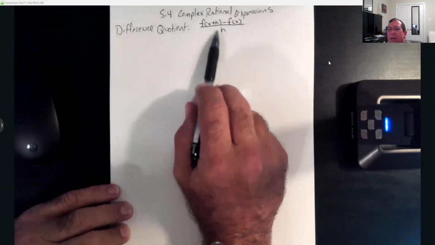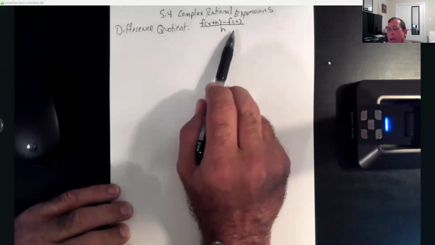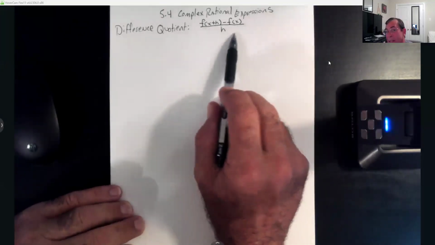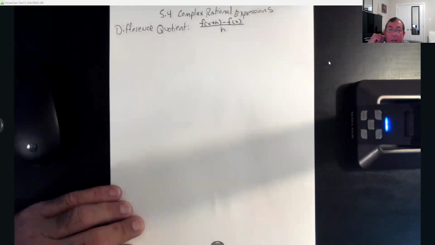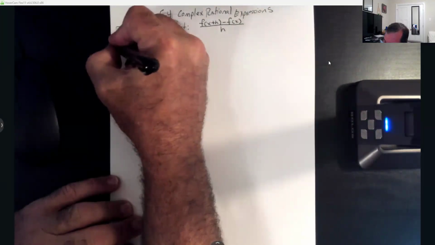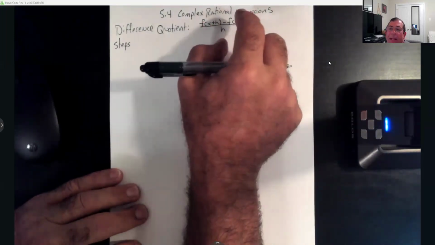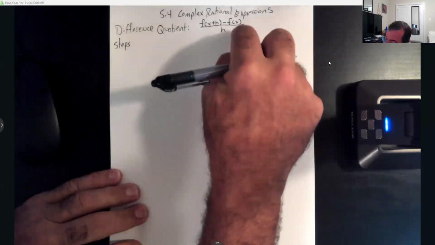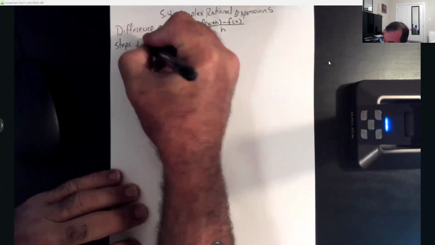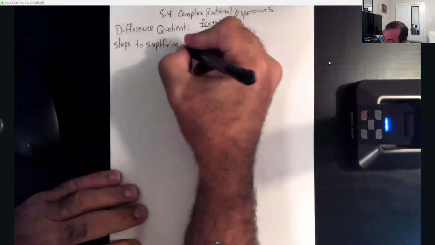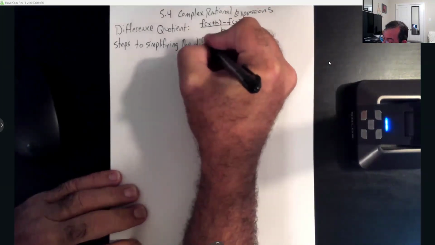And like I said, you'll find this formula more in business type classes, okay? Or if you do engineering, you might see it in engineering because y'all be finding the slope a lot too. So here's the steps. We call these kind of problems, we're going to construct and then simplify this difference quotient. So these will be the steps to simplifying the difference quotient.